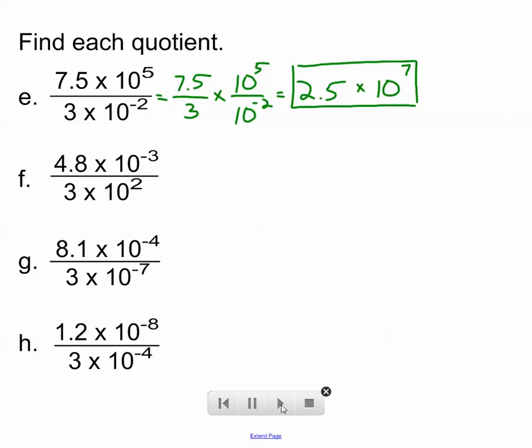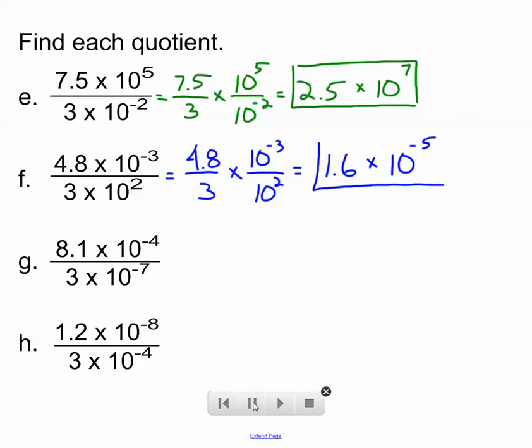Okay. Sorry, I'm jumping ahead of myself a little bit. This is how we want to look at this. 4.8 divided by 3 is 1.6, and 10 to the negative 3rd divided by 10 squared is 10 to the negative 5th. And that is in scientific notation. Negative 3 minus 2 is negative 5.